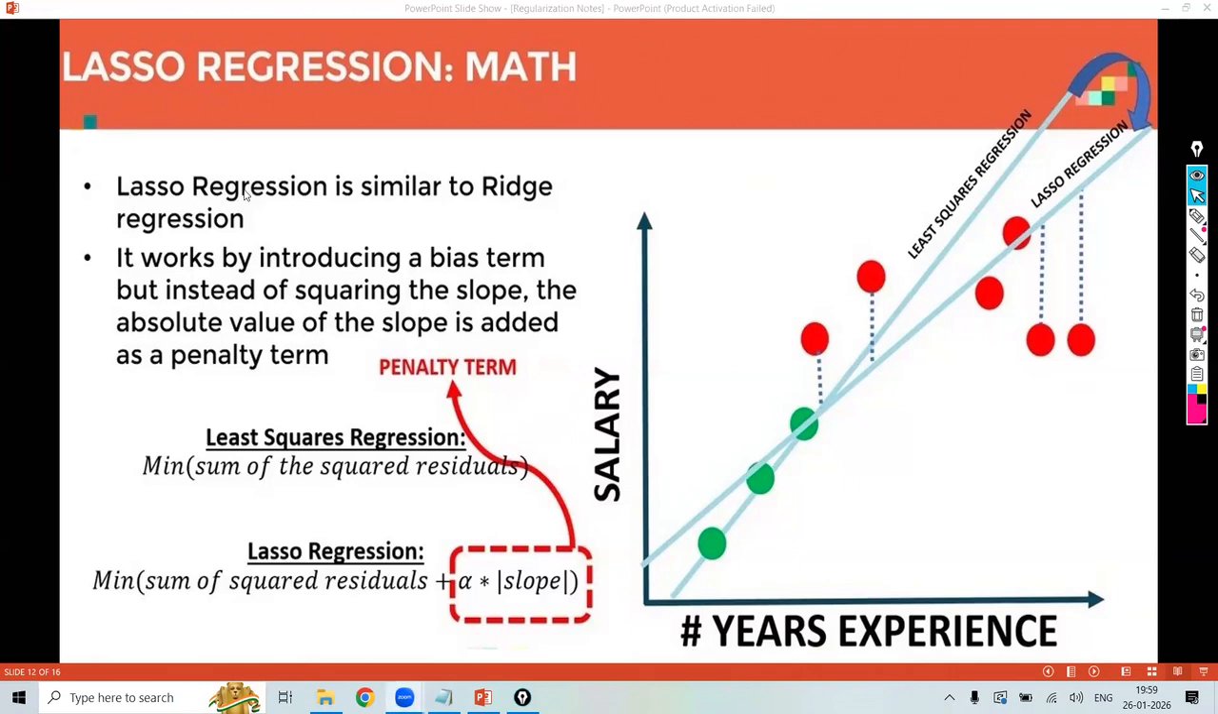It is a name. Lasso regression. I mean, you are asking whether the scientist's name is Lasso, no? I don't know. It is lasso regression.